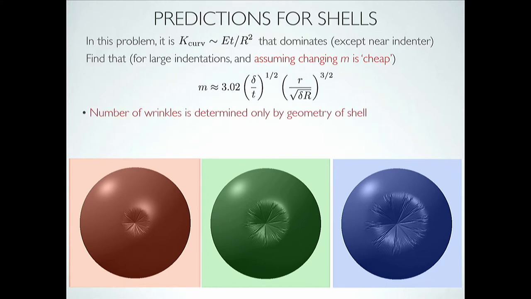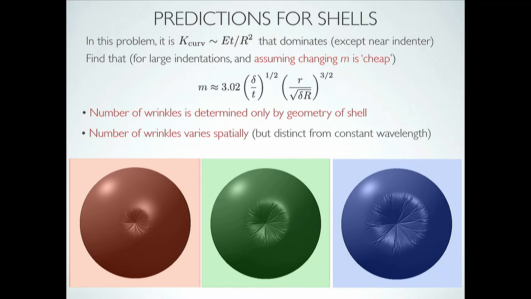One, I think, is that we've got a lot of things in this problem. We've got the Young's modulus, the pressure, the thickness, the indentation depth. But in this law, what we see is not the Young's modulus or the pressure, rather just the thickness, the indentation depth, and the radius of the shell. And the other interesting thing is this curious r to the 3/2, so radial position to the 3/2 law.